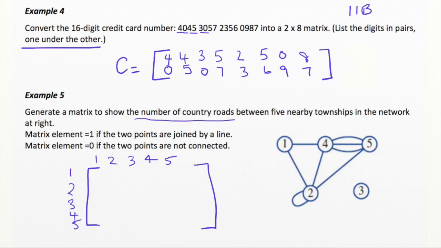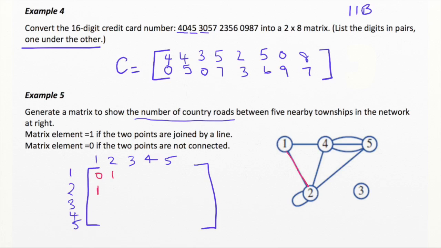So let's start off. Town 1, to go to town 1, there is no pathway. There's no way you can go from 1 to 1. So that would be a 0. To go from 1 to 2, there is one road. So that's this road over here. That's 1 to 2, and so that means I can also label 2 to 1 over here as one road.